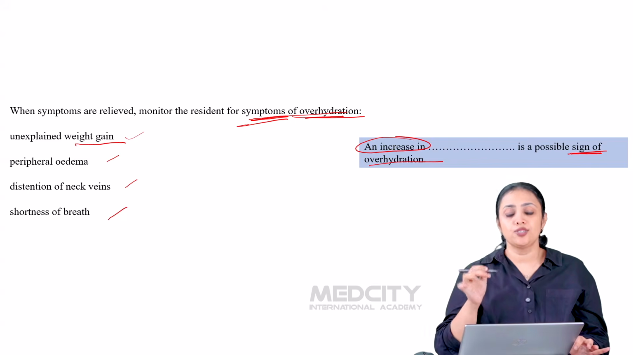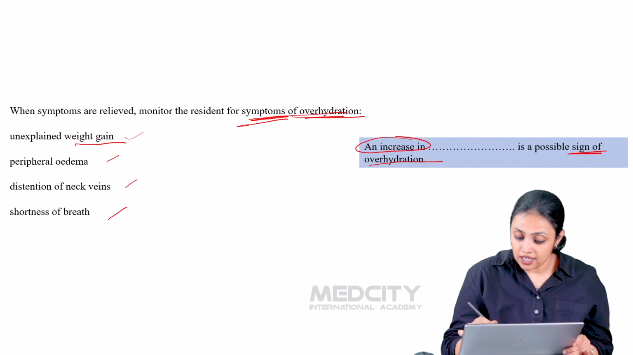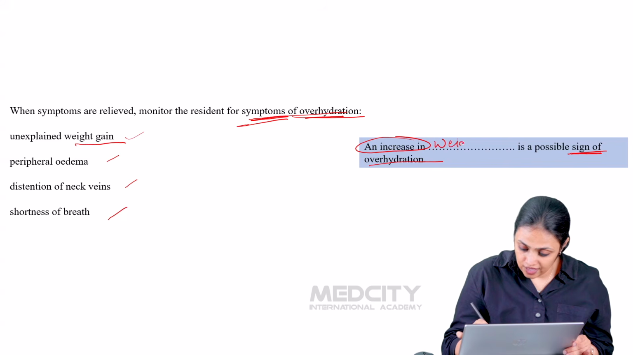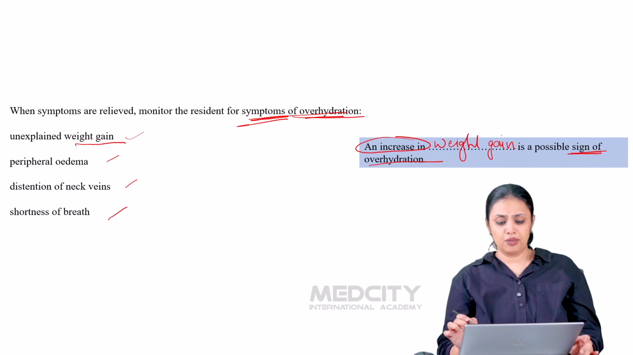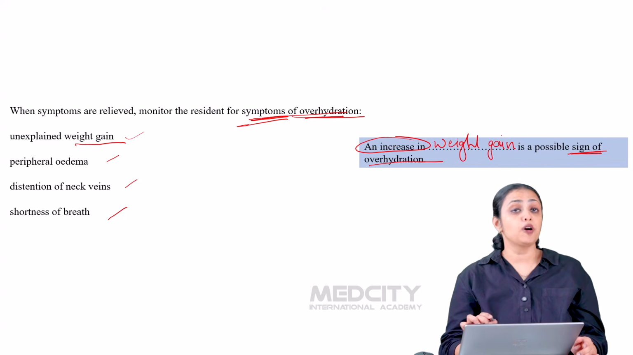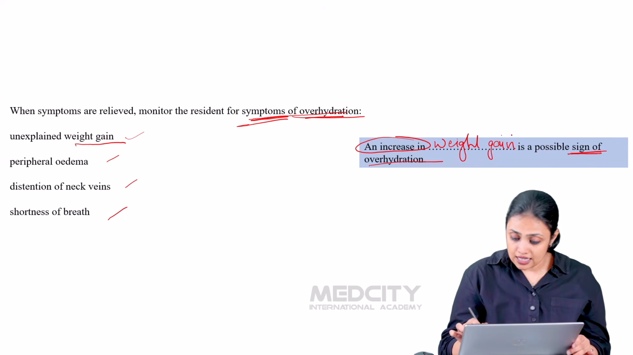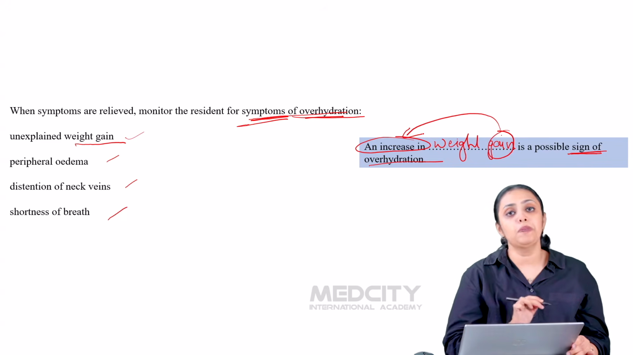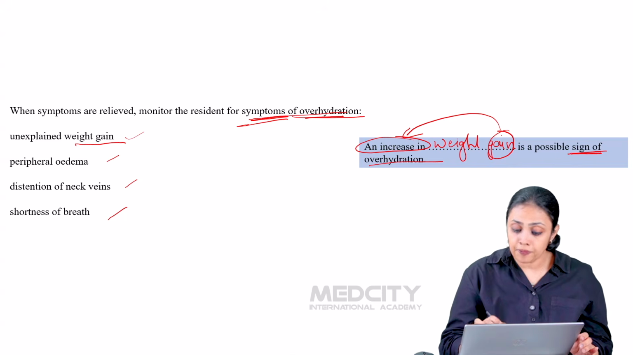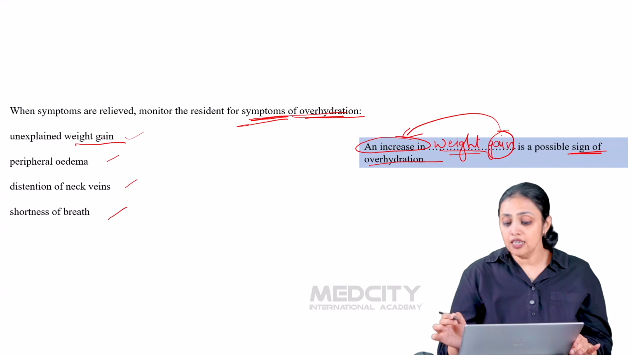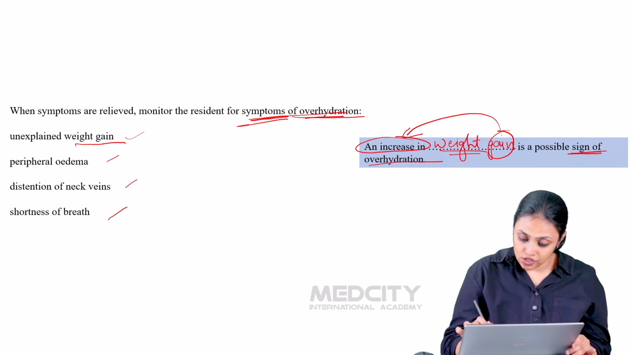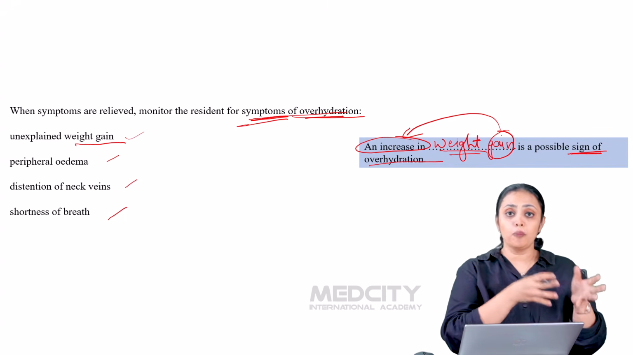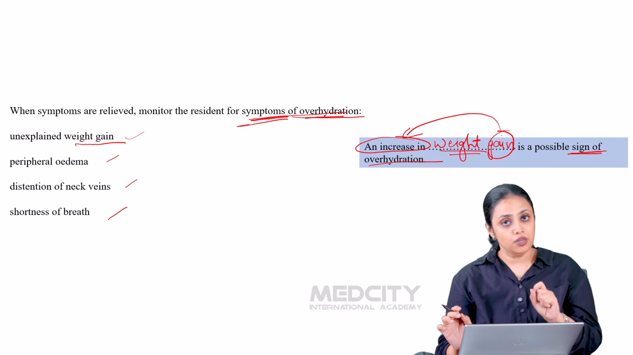Here also students tend to make this mistake, that is, an increase in, they very quickly write increase in weight gain. Now is that grammatically right? An increase in weight gain is a possible sign of overhydration. No. Is this gain necessary? Instead of gain, increase has already been placed in the question, which means that you just need to write an increase in weight is a possible sign of overhydration, because you know that you just need to copy and paste when it comes to reading part A.